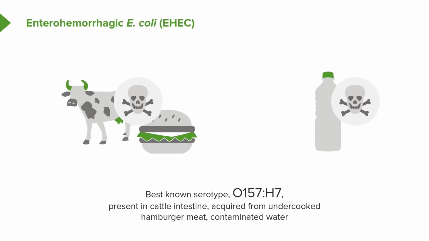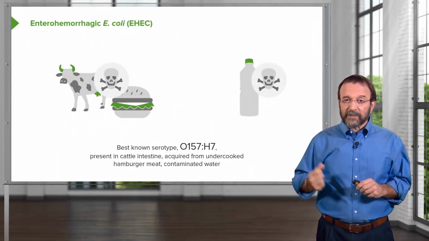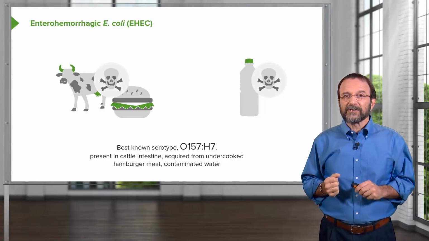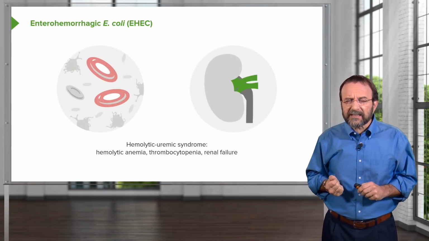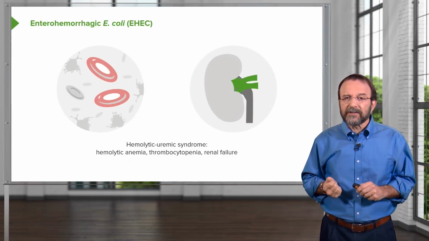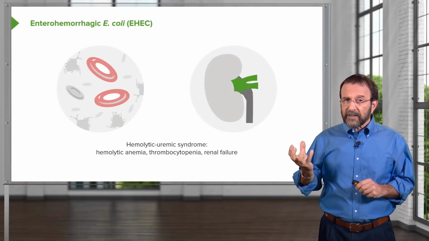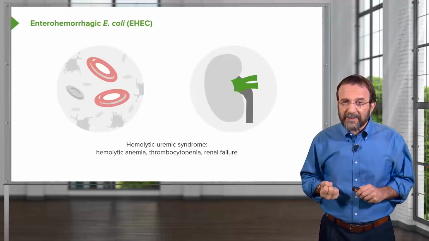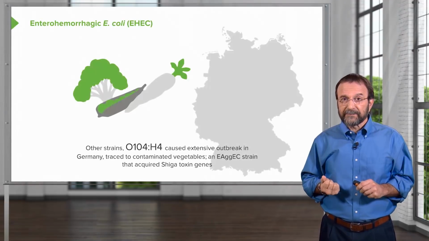And if you're interested, the H7 is a flagellar antigen. The flagellum is the molecule that propels these bacteria around to move. This is one of the proteins of the flagellum, the H protein. So now you know that these EHEC strains are categorized by lipopolysaccharide and flagellar antigens. These bacteria may cause something called hemolytic uremic syndrome, and this is accompanied by hemolytic anemia. The red blood cells are lysing, so you become anemic, you have not enough red blood cells, thrombocytopenia, and kidney failure. These are all associated with these EHEC infections.